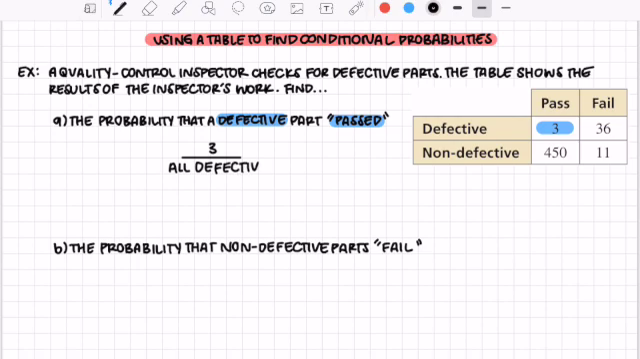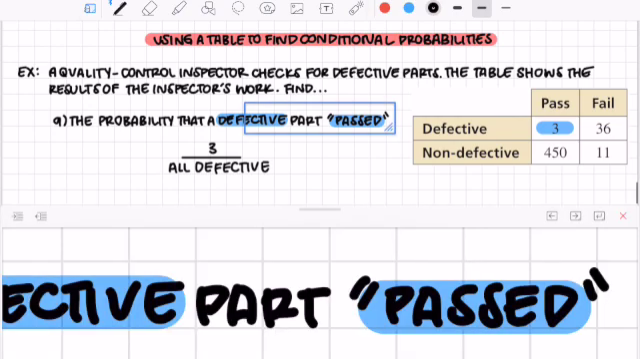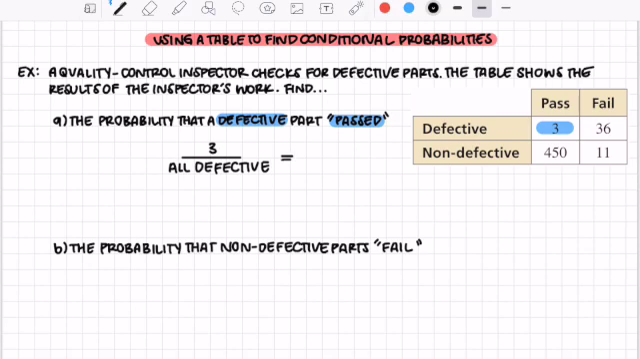Defective parts. So the probability of that, again, all the defective parts are not only the ones that passed, but also the ones that failed. So I'm going to be adding 3 plus 36. And so that's going to equal 1 over 13. For the next one, the probability of non-defective parts that fail. So again, non-defective parts that fail would be 11. So that part's easy.